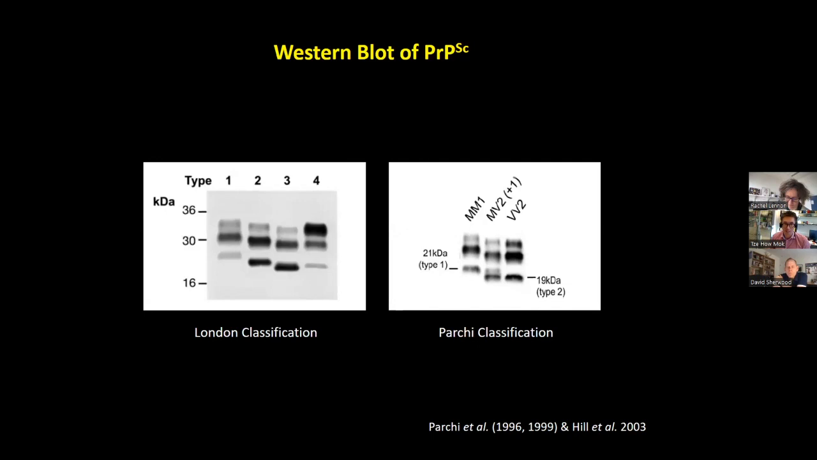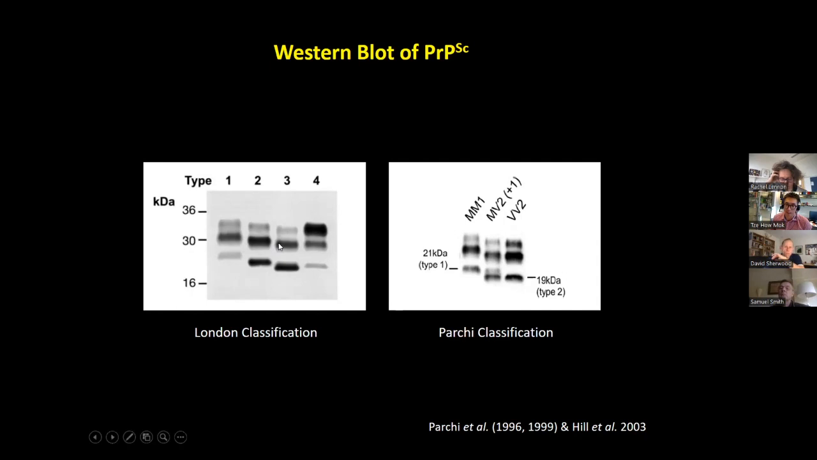So diglycosylated, being heavier, moving slower, is this. Monoglycosylated, second band, a bit lighter, moves a bit faster. Unglycosylated, no sugars, moves very quickly. And there are two different classifications that we use. In the UK, we use the London classification at MRC Prion Unit, and in CJD there are 3 types, and type 4 is variant CJD, and you can see the different intensities of the glycosylated or unglycosylated bands, and they have patterns that are specific to the disease.